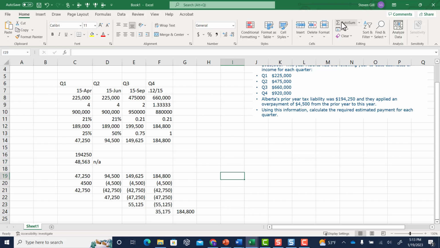Interestingly enough, look that our actual end of year taxable income is $920,000. If I multiply that by 21%, you can see that I actually owed $193,200. However, as long as I've deployed the annualized method properly, as long as I paid the $184,800, I will not suffer an underpayment penalty. That's how the annualized method works.